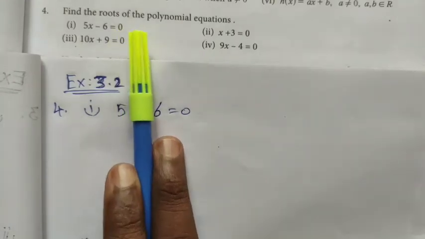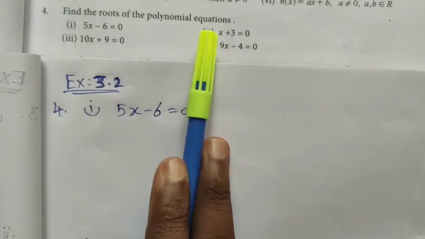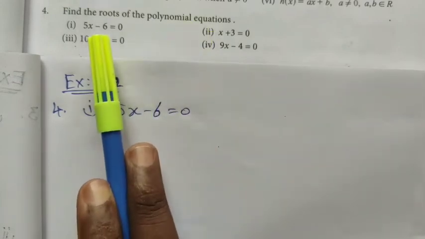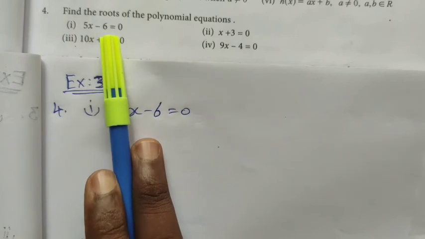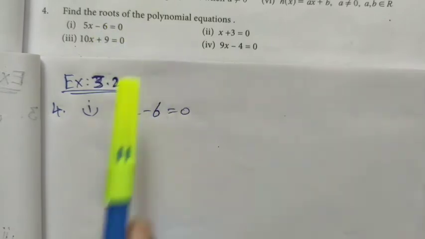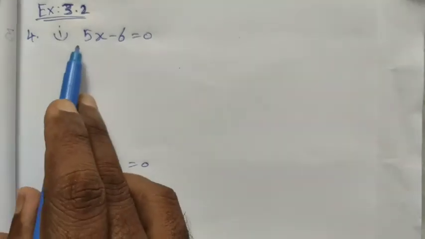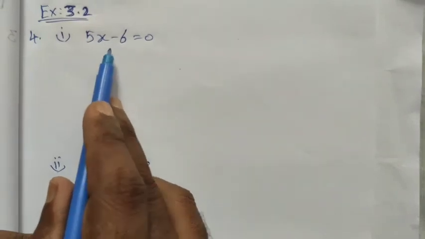Class 9, exercise number 3.2, question number 4. Find the roots of the polynomial equation. Here we want to find the value of x. The value of x is the root of the polynomial. See, first Roman number is given as 5x minus 6. Here we want to find the value of x.